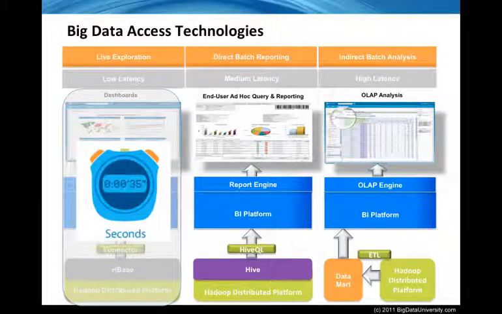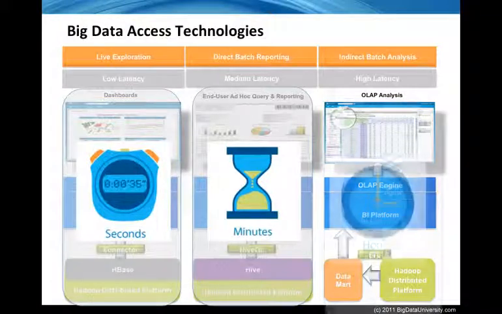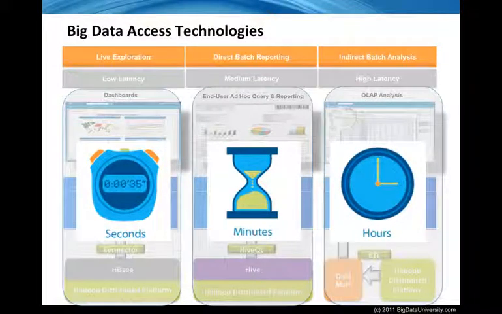The three approaches are latency-based, with live exploration taking the least time, typically on the order of seconds. Direct batch reporting takes the medium latency, where the reports can be run in a few minutes perhaps. And finally, indirect batch analysis, which has the highest latency among the three use cases, where a data load and analysis could end up taking hours or even overnight.